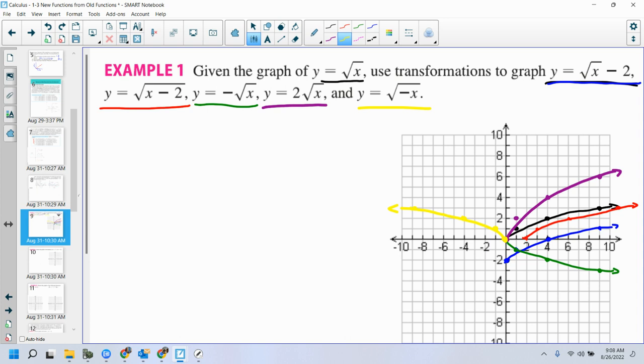A couple key things to point out. If you've got a point that runs through the origin, the only thing that will move it away is a shift, right? If I stretch or compress it at all, that point on the origin stays exactly the same. Same thing with a reflection.